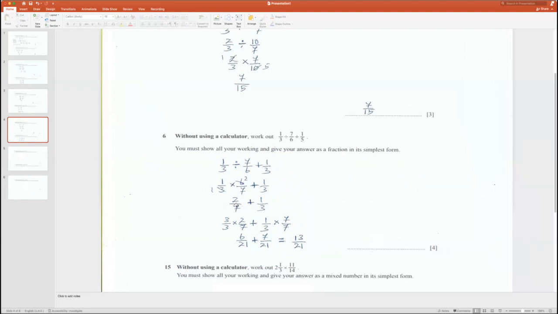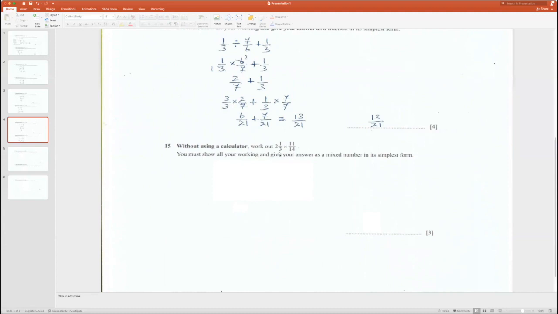These two numbers' common denominator is 21. So we have to multiply this by 3 to get the 21 and this one by 7 to get the 21. 3 times 2, 6. 3 times 7, 21. Here 7 times 1, 7. 3 times 7, 21. Now we have a common denominator. Then we can add these two numbers. 13 over 21.